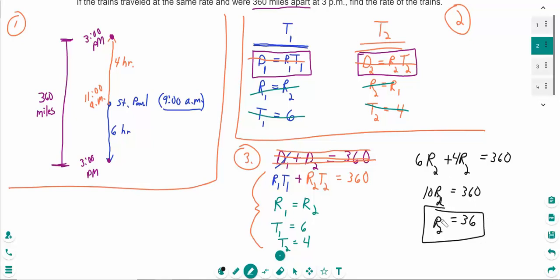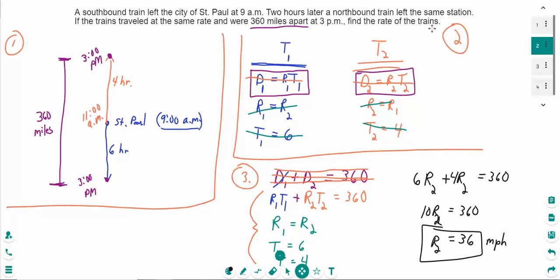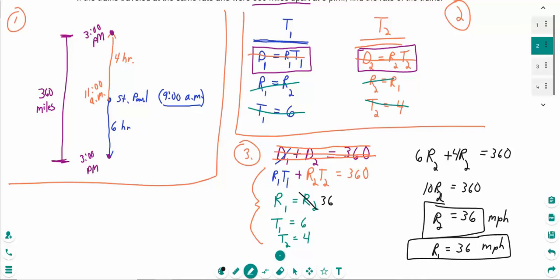All right, so what is R sub 2? That is the rate of the second train. So the second train was going 36 what? 36 miles per hour. Okay, now what did they want to know? They want to know, find the rate of the trains. So that's only the rate of the second train. Let's find the rate of the first train. So let's plug this R sub 2 into this equation, right? R sub 2 is equal to 36. Well, then R sub 1 is also equal to 36. And actually, we already knew that, right? Because they said that the rates were the same. So there you go. The rates of both trains are 36 miles per hour.